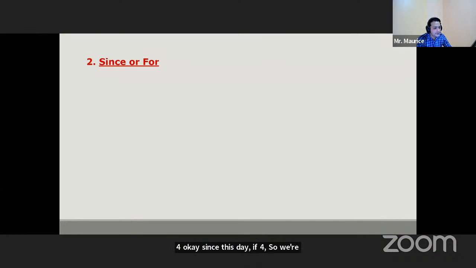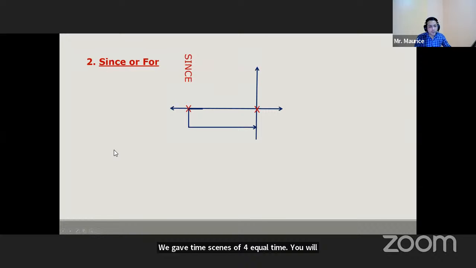So we're going to combine these two words with the present perfect tense. Basically, we use these words to denote expressions about time. Okay? Time. Since and for equal time. Okay? You will see. When we use the word since, it is actually for a specific time. Okay? This word since, we use it for a specific time. Very specific. Alright?